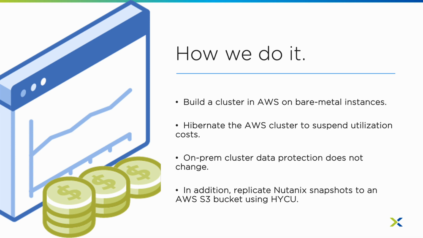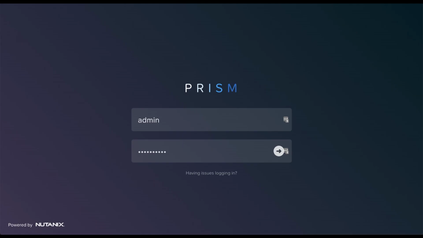Our production on-prem cluster will then back up normally, and then it'll also have an S3 target for archive. Or you can back up to S3 and on-prem at the same time. And we're going to use Haiku to demonstrate this. So the first thing I want to do here is log into Prism.